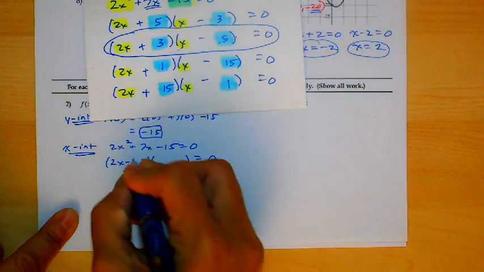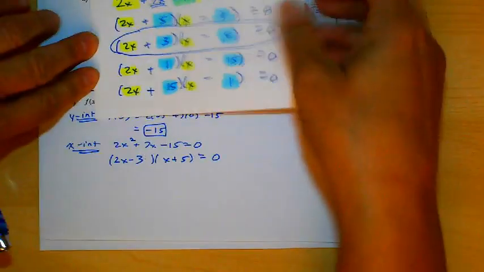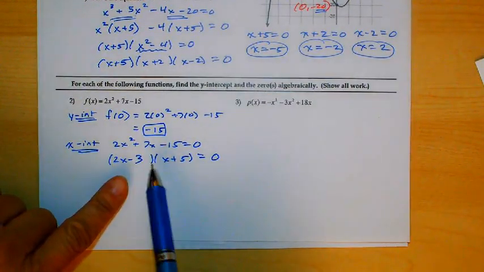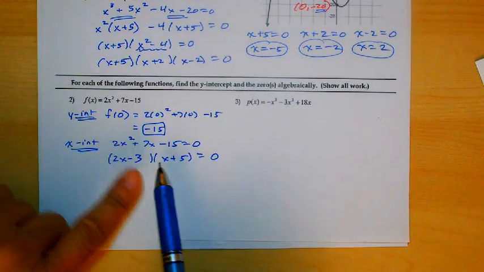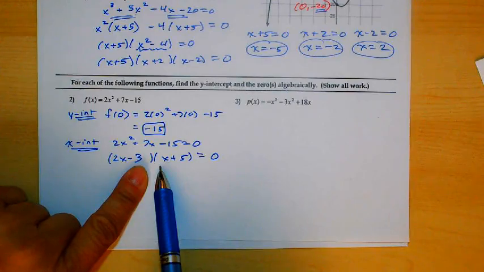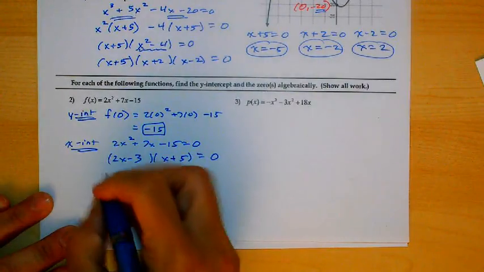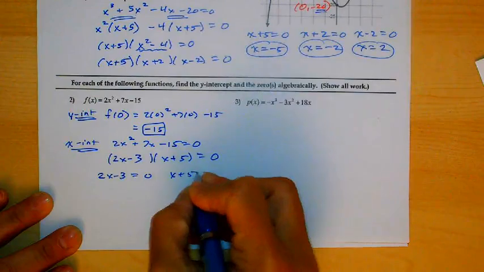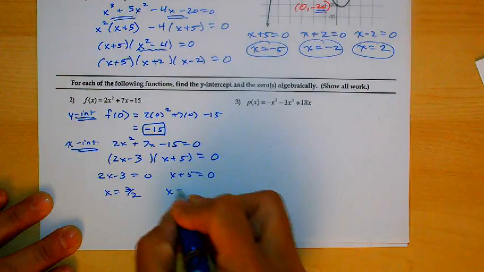Okay, so maybe we can try (2x minus 3)(x plus 5). And again, let's just check that it FOILs back to the original. We'd get 2x squared plus 10x minus 3x, that makes 7x, and then minus 15. So we have correctly broken this down. We may now set each factor equal to 0 and solve for the zeros of the function.